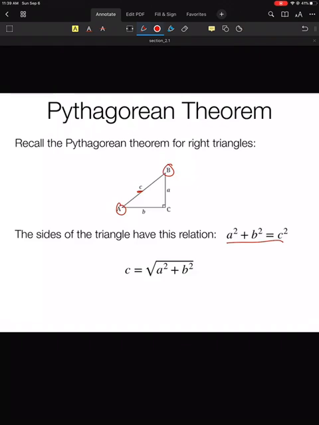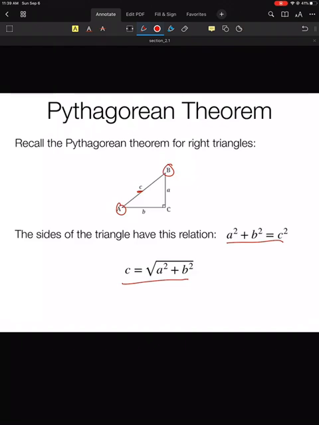It would be advantageous for us to reformulate the a squared plus b squared equals c squared equation into something that only involves c on one side. So we want to solve for c like we did in section 1.1. We take the square root of both sides, and then we get this relation here: c is equal to the square root of a squared plus b squared.